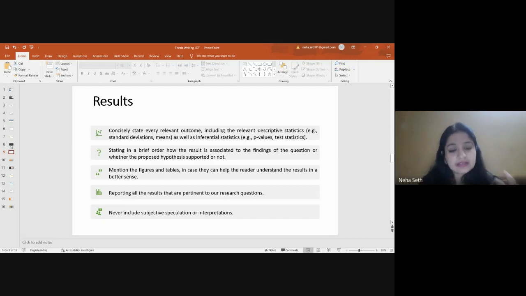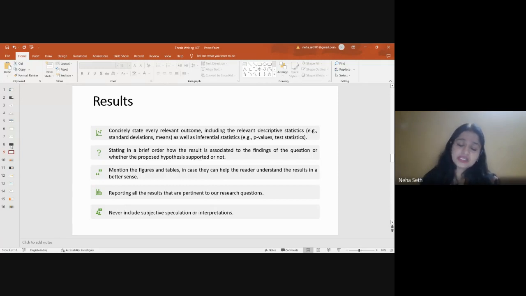This chapter should also state in brief how the results are associated with the findings for the questions. We have framed the research question, we have framed the hypothesis, and we have proposed a few assumptions in the form of hypotheses. Now the results will tell us whether we are accepting or rejecting the hypothesis, and what the answers to the research questions that arose from the objectives will be. So this chapter will clearly show the answers to the research questions as well.